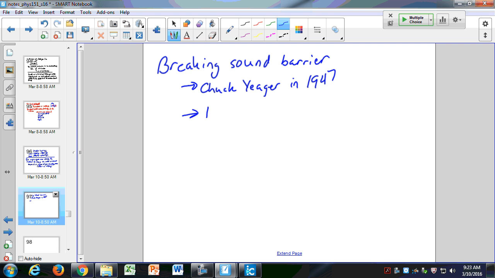In 1997, this was done by a jet-powered car. Just like Batman has, right? Doesn't Batman have a jet-powered car? I think it is jet-powered. But this was done in an actual jet-powered car, and they actually exceeded 700 miles an hour.